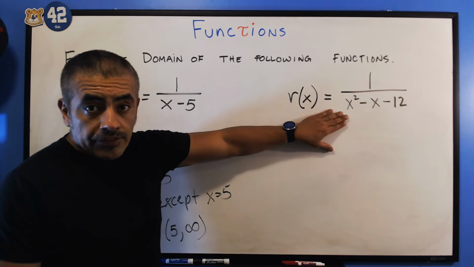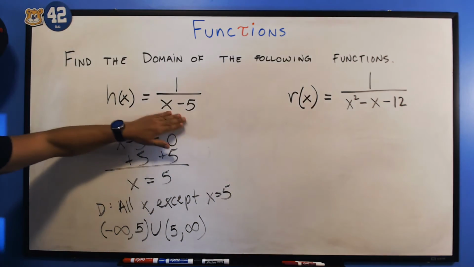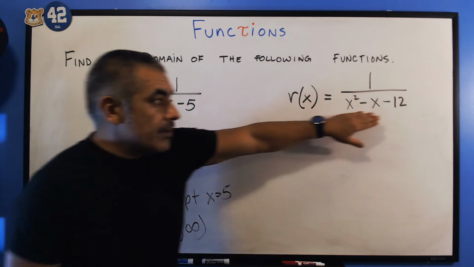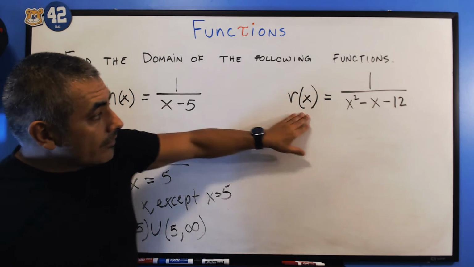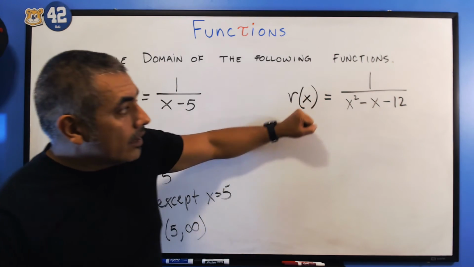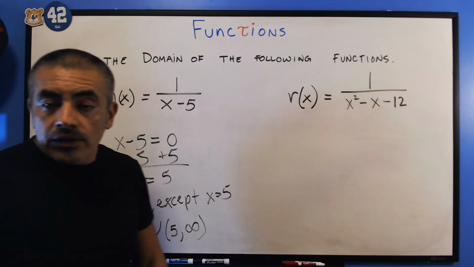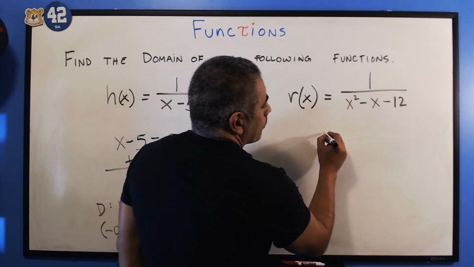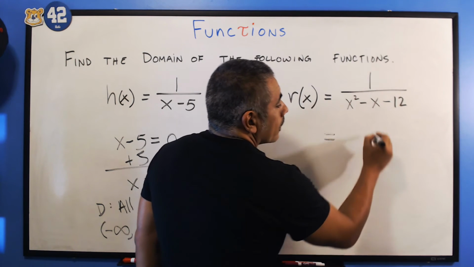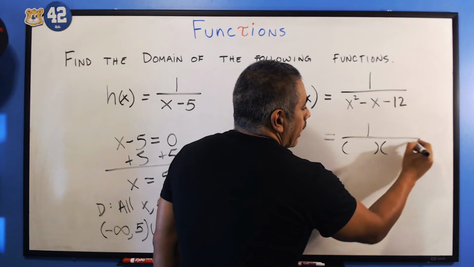Moving on with r of x, we can see that this is a little more complicated version of this one. You still have something in the denominator, but now it's in the second degree. So r of x equals 1 over x squared minus x minus 12. The first thing you want to do with a function like this is to factor it. So let's go ahead and factor it. It will equal 1 over, and we know we have two factors here.